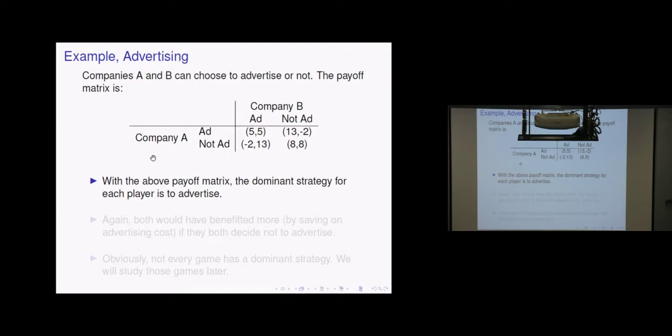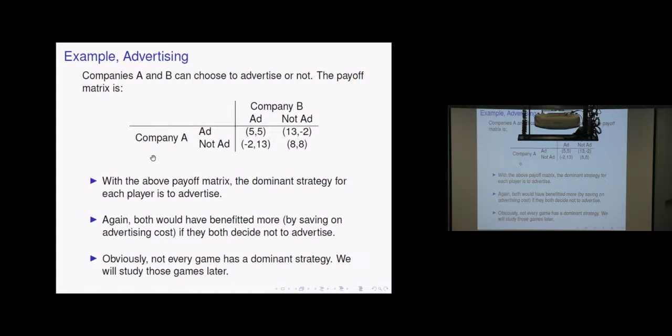So in this case, again, we have a dominant strategy for company A. Advertise is a dominant strategy. For company B, advertise is also the dominant strategy. So they are going to choose to advertise, right? So this is a Nash equilibrium, but the optimal point is 8-8, right? So the same story.